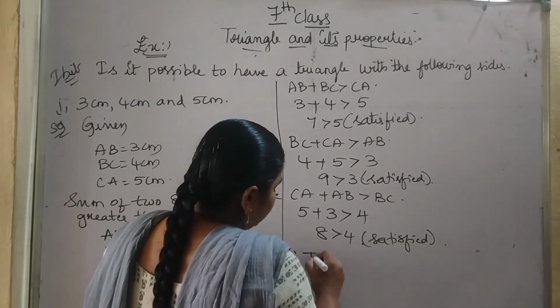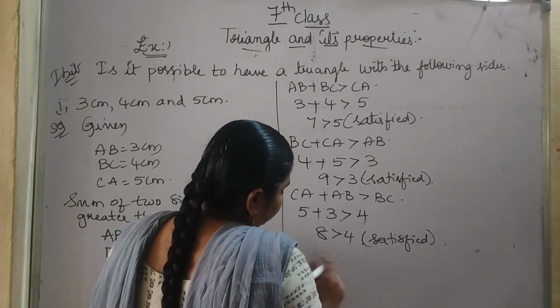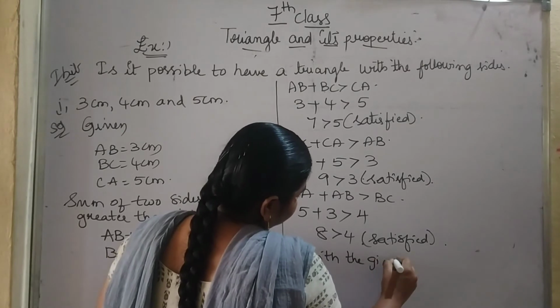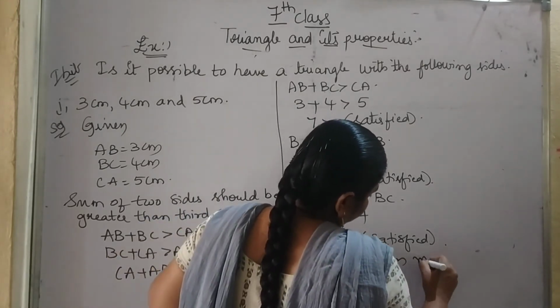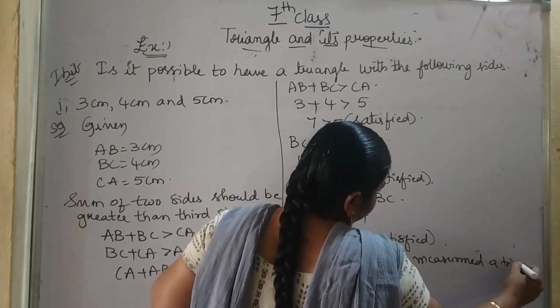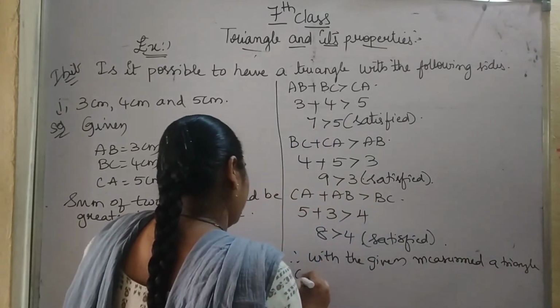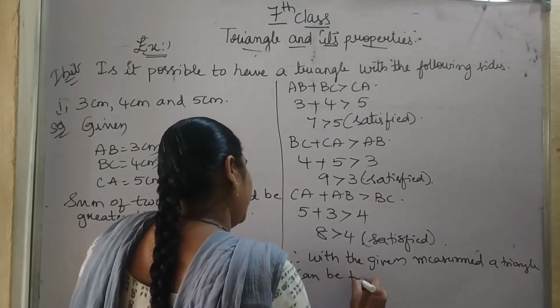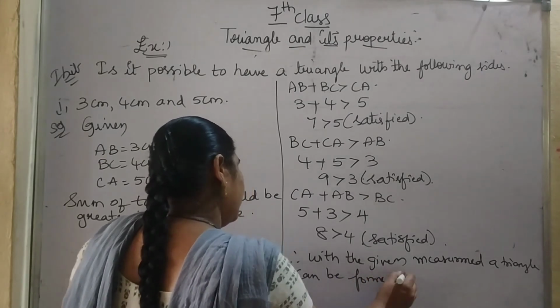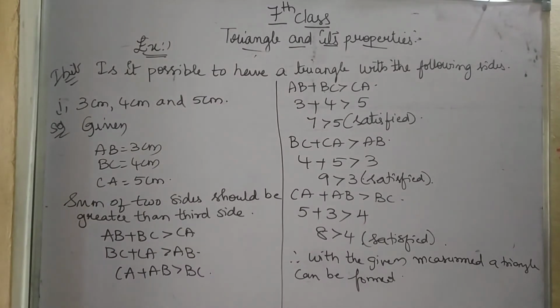So therefore, with the given measurements, a triangle can be formed. This is our first one, Exercise 1, first bit, first one. Next is the second one.